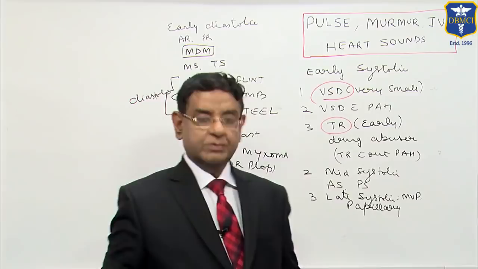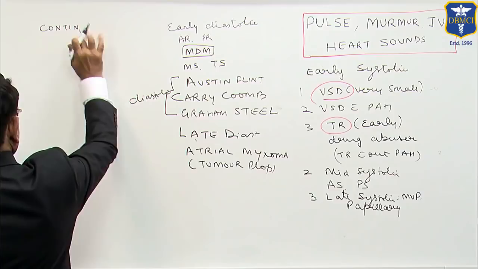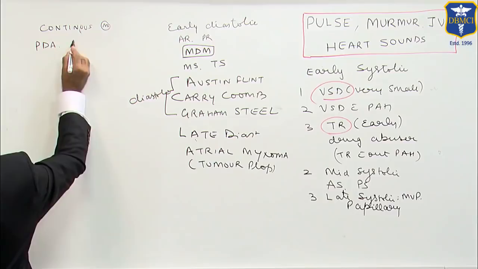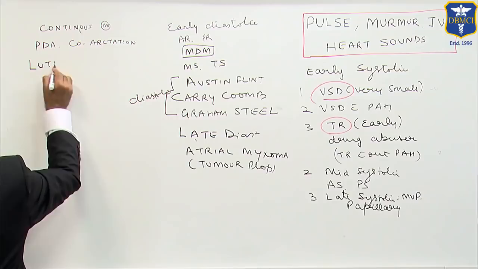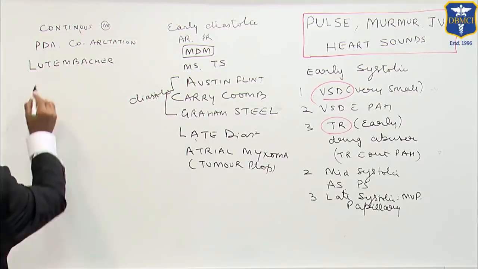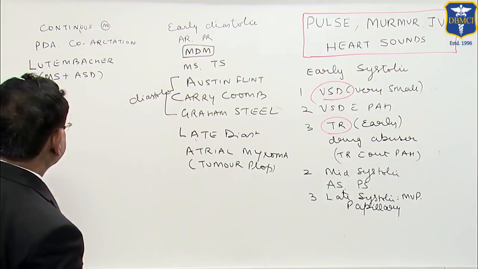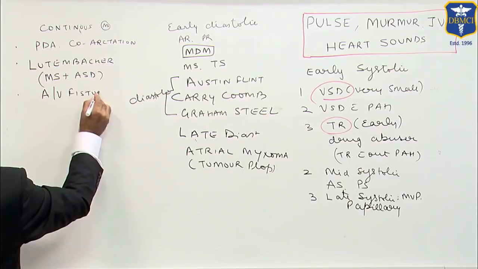Now, continuous murmur. Continuous murmur is seen in conditions like PDA, coarctation of aorta, and Lutembacher syndrome. Lutembacher syndrome is nothing but MS plus ASD. Then we also get continuous murmur in AV fistula, it may be a pulmonary or coronary AV fistula.